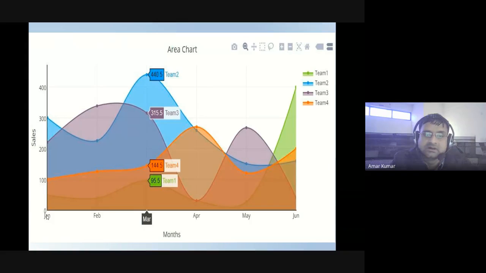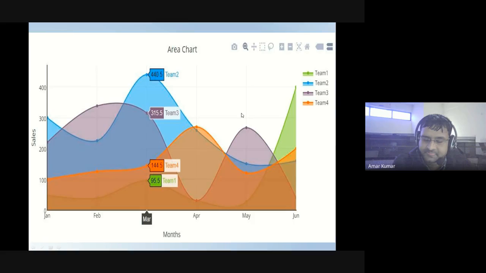So for a particular point, for a particular month, you can observe data over here. In March, for team 1 it is 95.5, and for team 4 it is 144.5. Different colors are assigned to the teams in the graph. So this is all about the area graph.